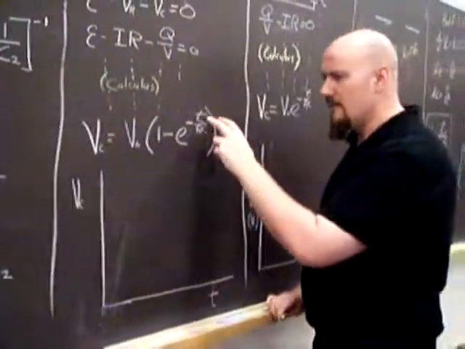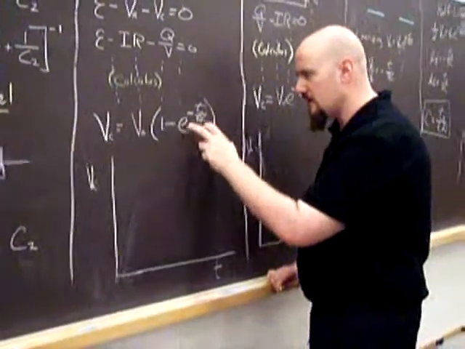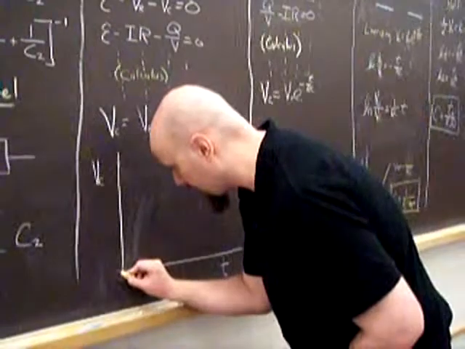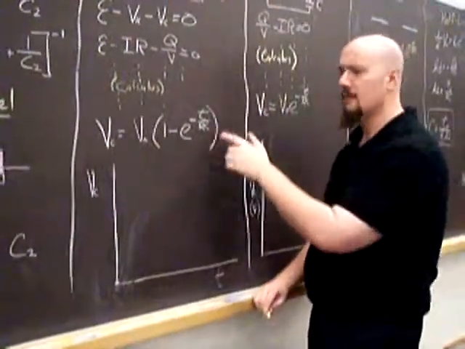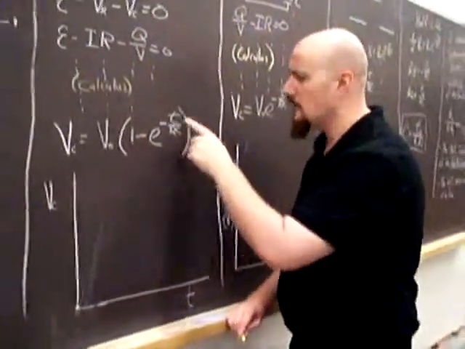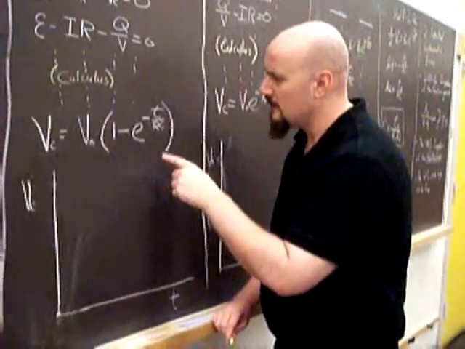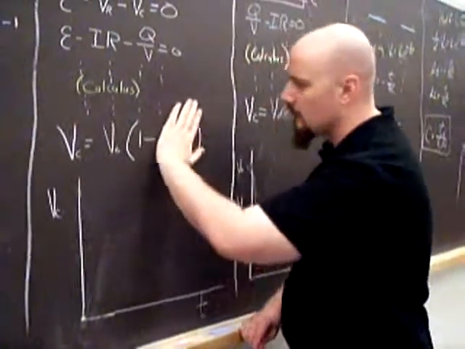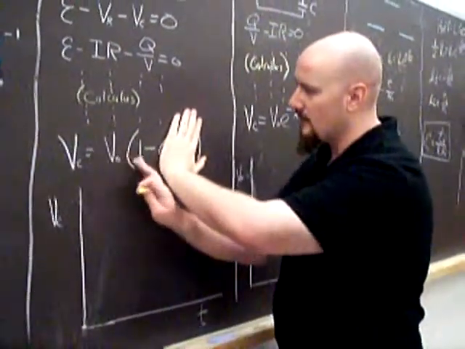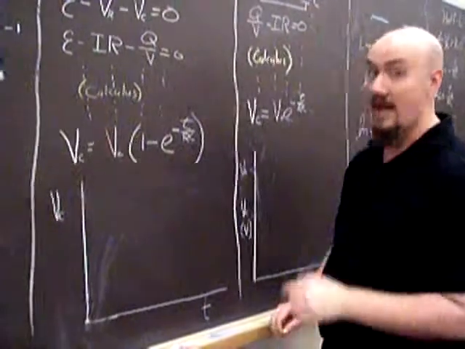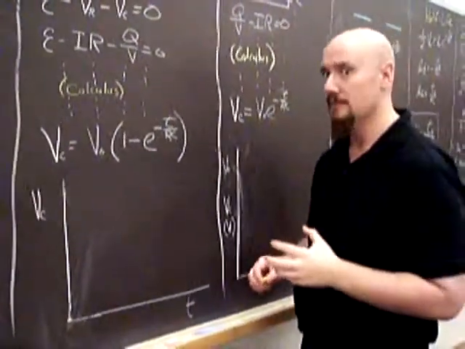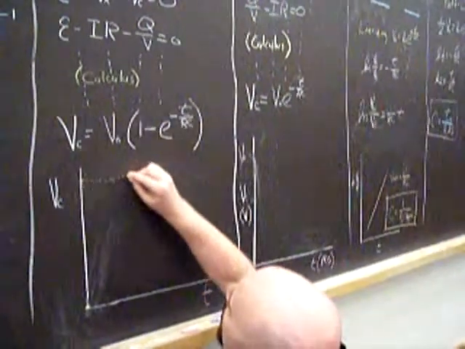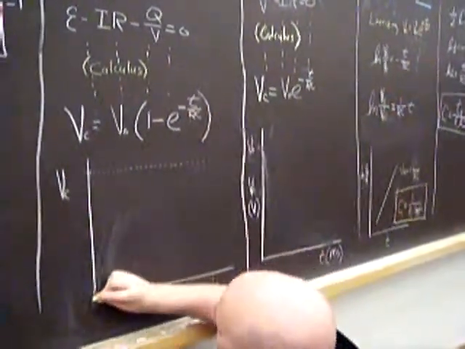All right, so let's see what this will look like. At time 0, this should be e to the 0, which is 1, 1 minus 1, which is 0, so we start at 0. As time gets really, really large and approaches infinity, this would be e to the minus infinity, 1 over a really, really large number. That's 0, so this would be V naught times 1, which is just V naught. So it asymptotically approaches V naught. Suppose V naught is there, and then it will look like this.